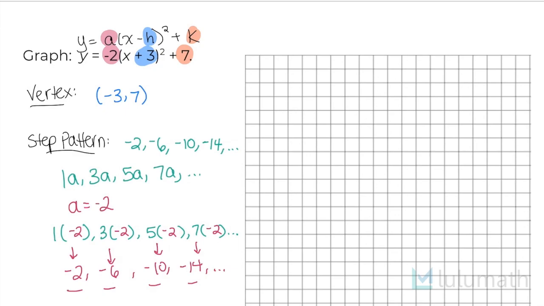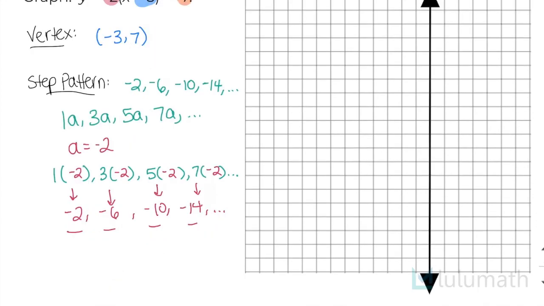Our vertex also occurs at x = -3, so we need to have a little bit of space to the left of our y-axis to be able to see that our vertex is at -3. So because we need a little bit of space to the left of our y-axis, I'm going to place my y-axis farther to the right. Don't forget to label this the y-axis.